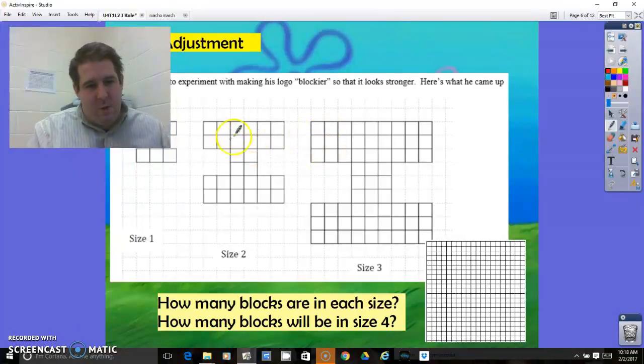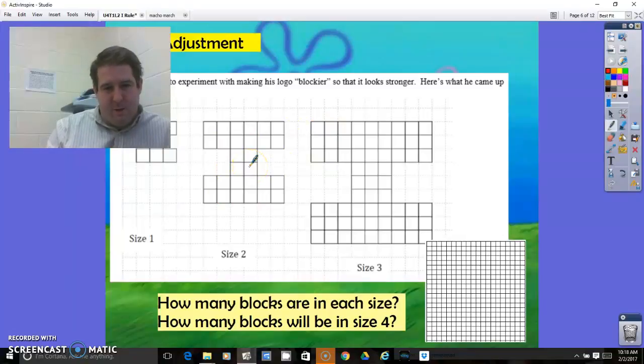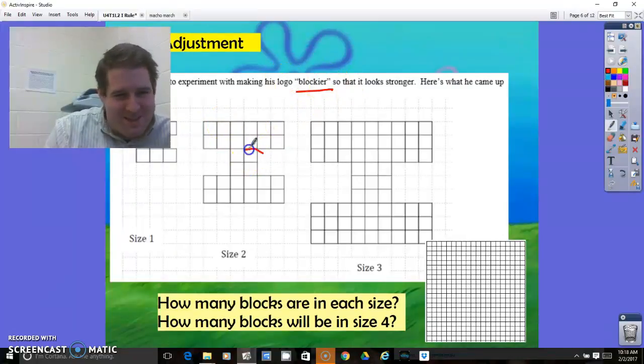But then you're going to notice that the blocks get blockier. And I know that's probably not a word, but that's actually what it says here on the lesson. They get blockier, meaning that they're getting larger in every spot. I don't know how to explain that. They're just getting blockier.